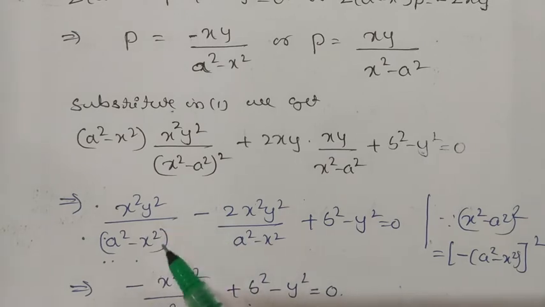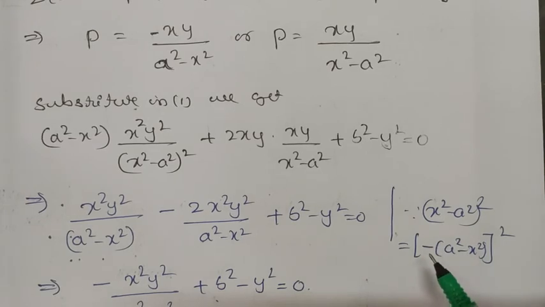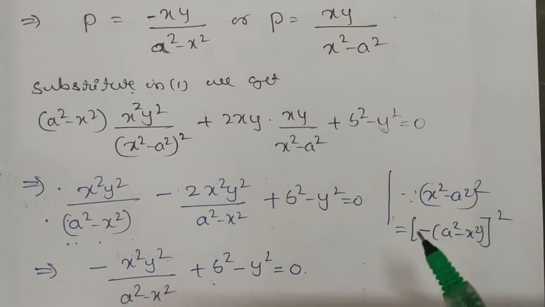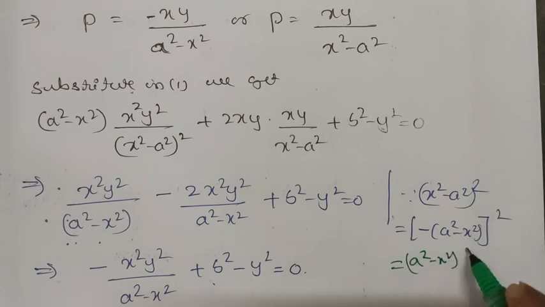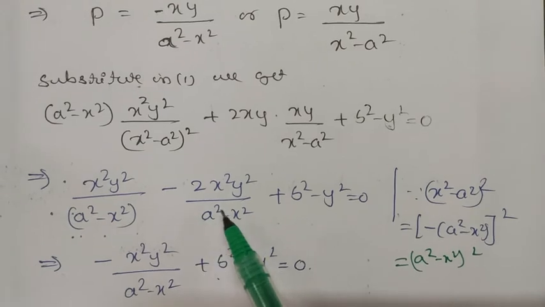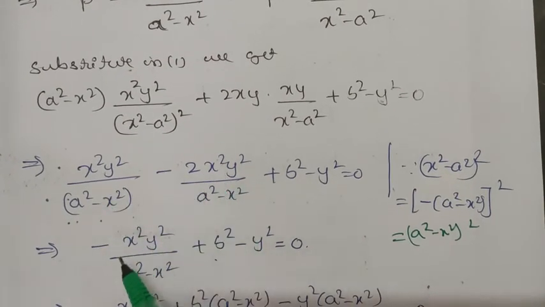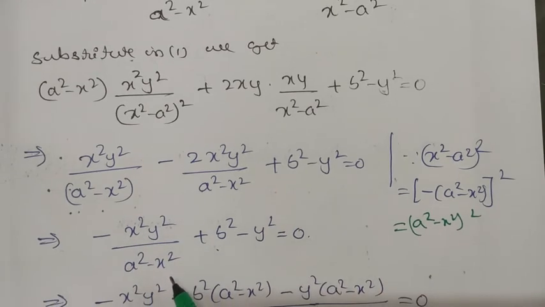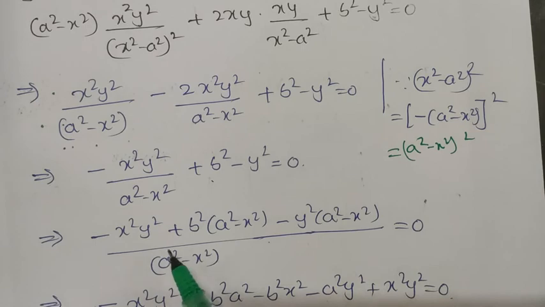I told you here x square minus a square whole square is there. This I have written here taking minus sign common, it is a square minus x square. After squaring it becomes plus. So x square minus a square whole square is the same as a square minus x square whole square. So one term will get cancelled, only one term remains, and here also the same thing. Here take LCM. So after simplification it becomes minus x square y square divided by a square minus x square, and this term as it is here. And then take LCM and simplify.